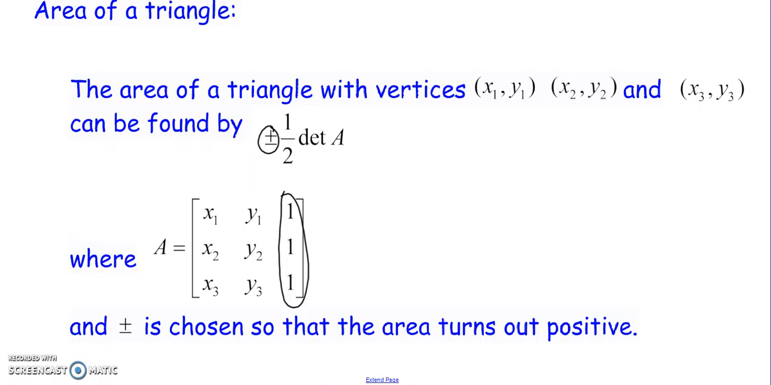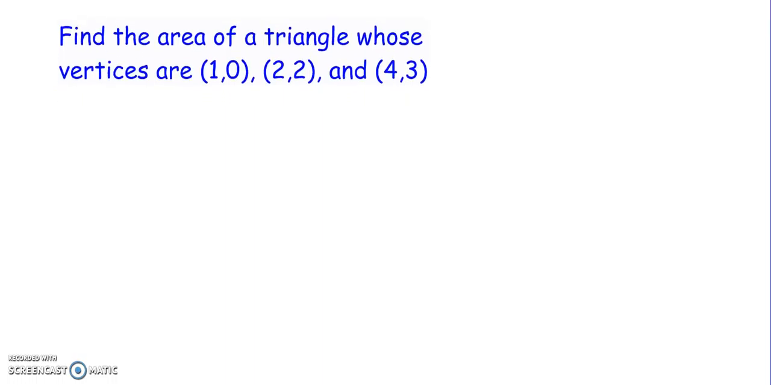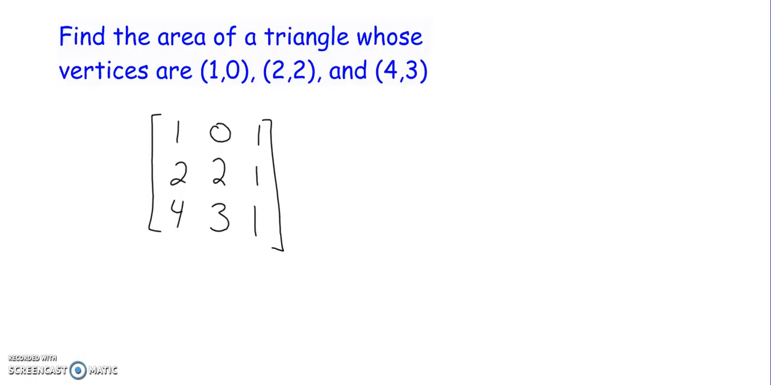All right, so why don't you put this into your notes, and on the next slide, we will do an example. So it says find the area of a triangle whose vertices are (1, 0), (2, 2), and (4, 3). So the matrix I'm going to set up has rows 1, 0, 1; 2, 2, 1; 4, 3, 1. The last column is always ones. So what I do here is I now take the determinant of this matrix. If I call this A, it's going to be plus or minus 1/2 the determinant of A.